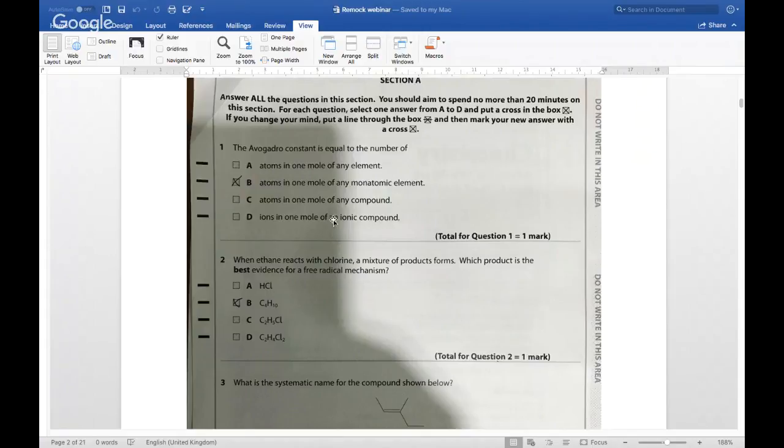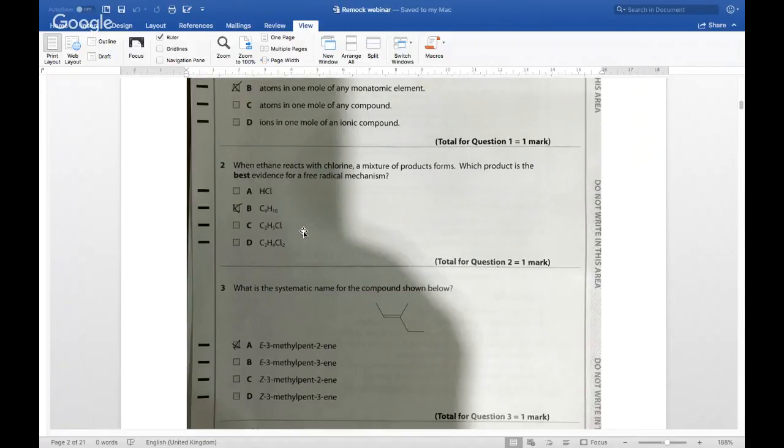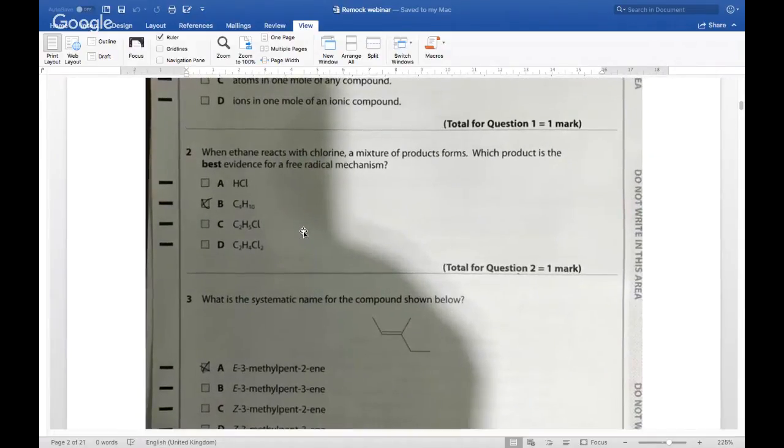Ions in 1 mole of an ionic compound. Ionic compounds have got cations and anions. So the answer is B, monatomic. Most people did well on that one. So happy with it. See if I can make this bigger.